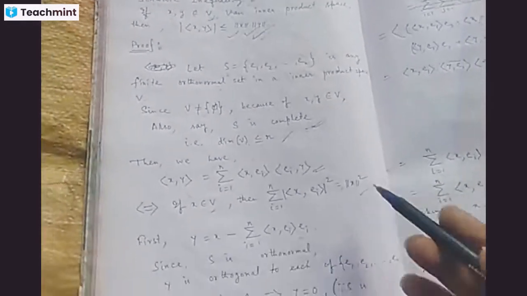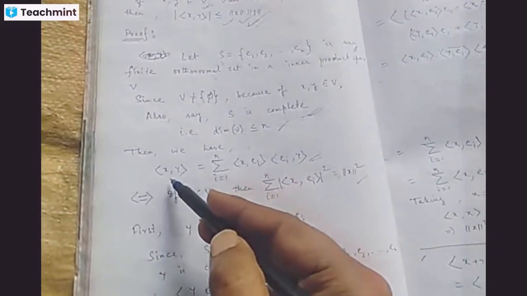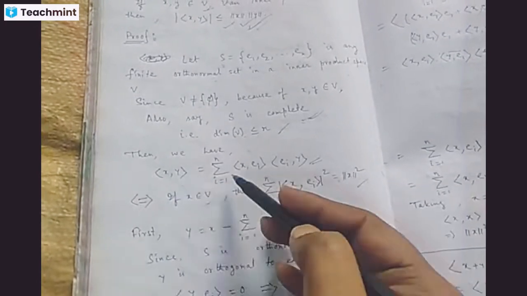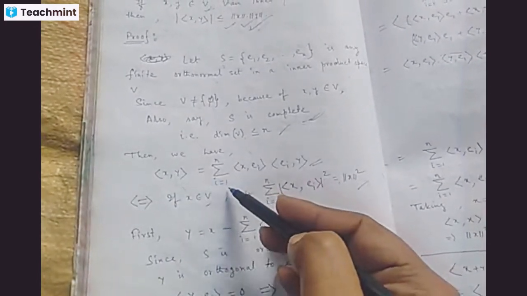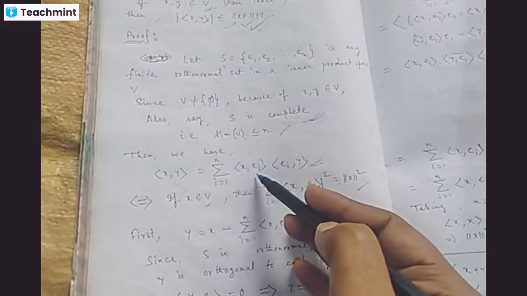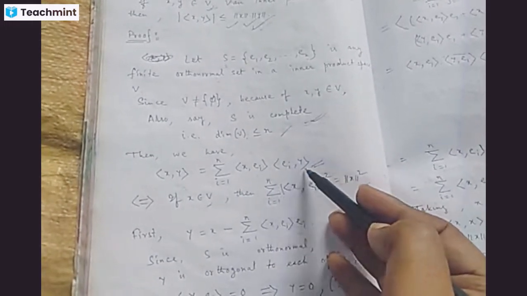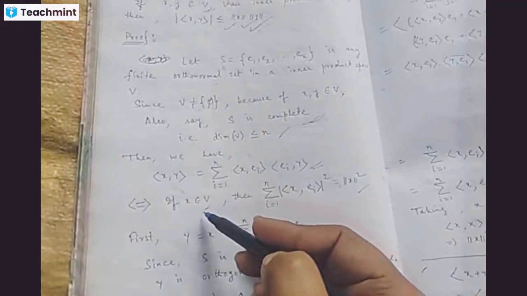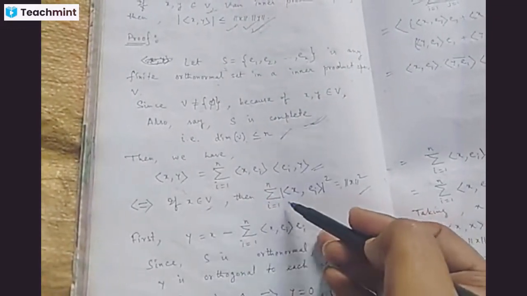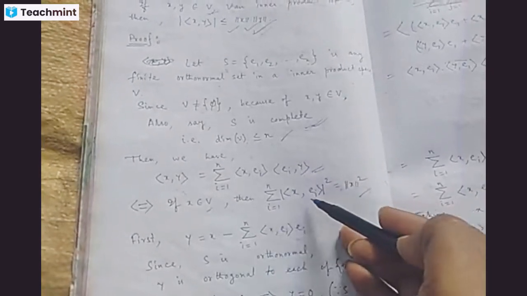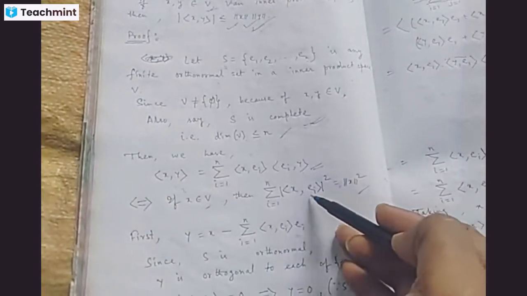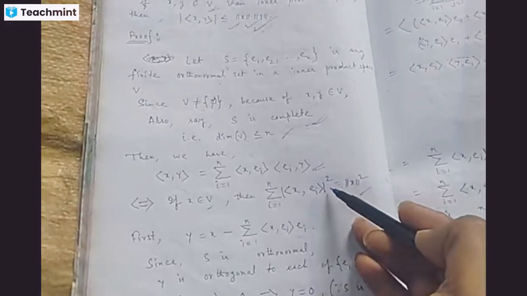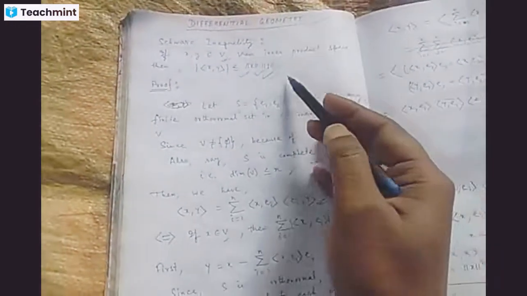Now we have two relations. The inner product of x and y is equal to the summation from i equal to 1 to n of the inner product of x and ei times the inner product of ei and y. This is equivalent to: if x is any vector in V, then the summation over i equal to 1 to n of the modulus of the inner product of x and ei, whole square, is equal to the norm of x squared. So these two relations are equivalent. I first prove this, then we will go to the Cauchy-Schwarz inequality.